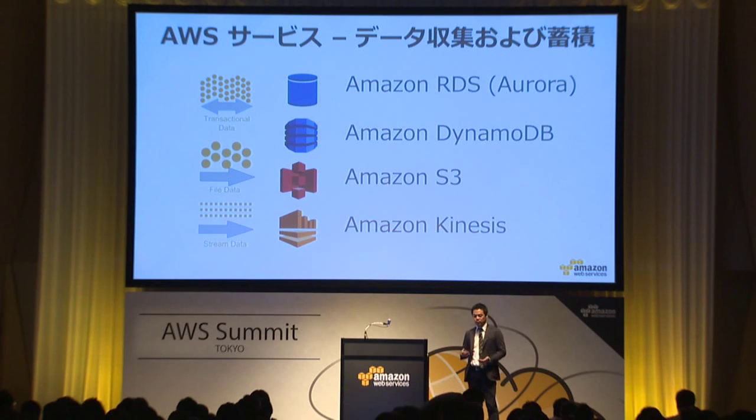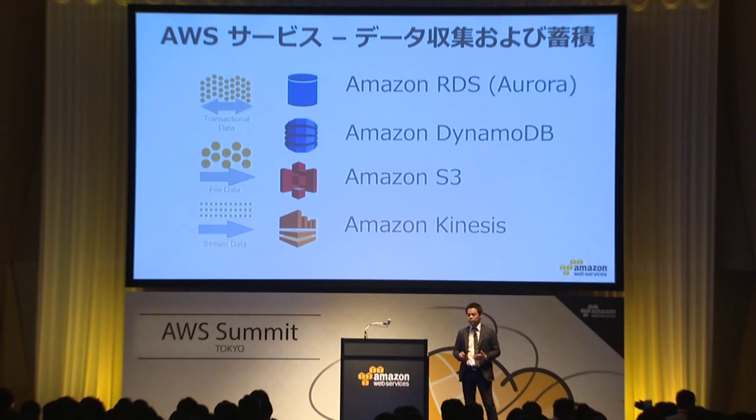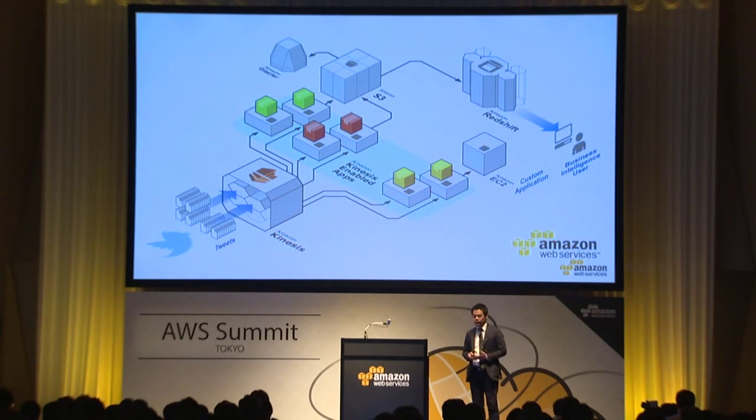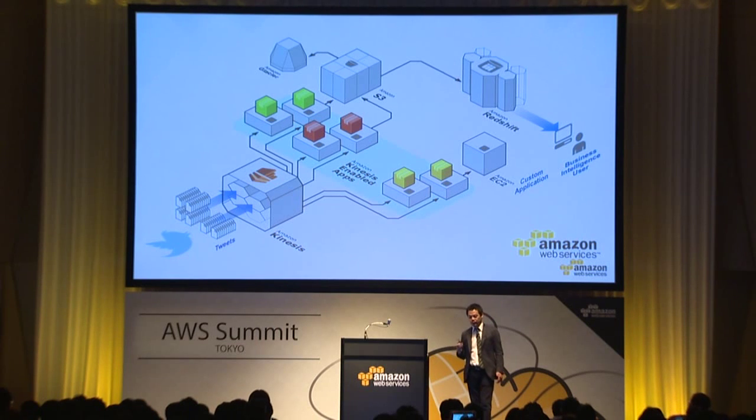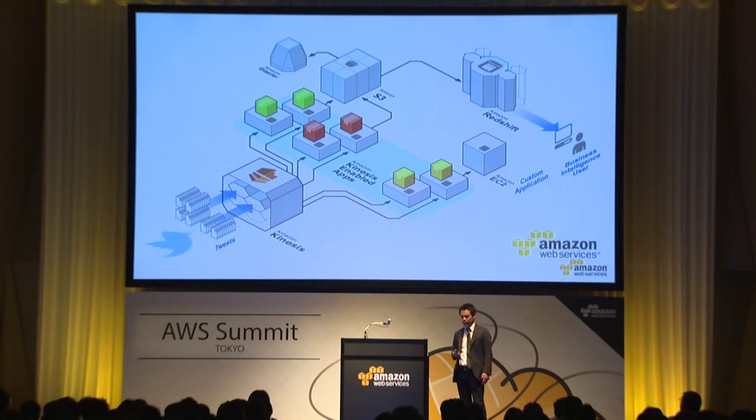And Kinesis is available, especially for streaming data. We can put the data in a queue, and it can be brought to the backend, where you process and analyze the data. This is just an example of the architecture. It's not IoT, but there are lots of tweets coming in to Kinesis, and then via KCL apps, it goes to Redshift and S3.